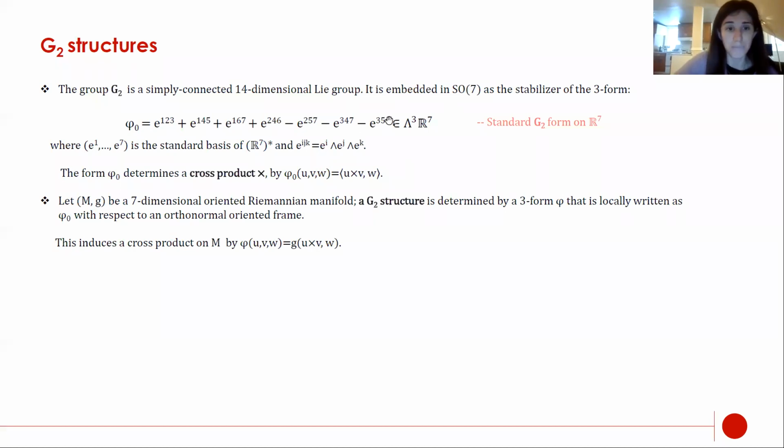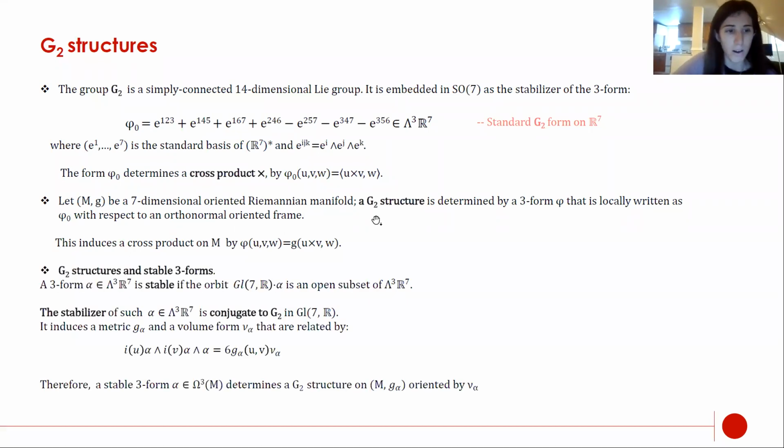So whenever we have a seven-dimensional oriented Riemannian manifold, a G2 structure is going to be determined by a three-form that in an orthonormal oriented frame is going to be written as the standard G2 form on R^7. And in the same way, this three-form will induce a cross product on the manifold.